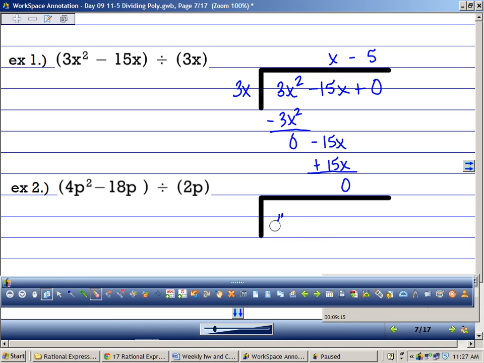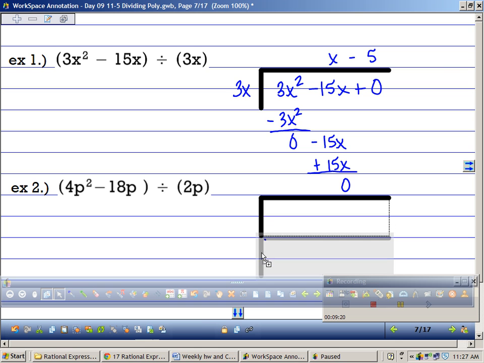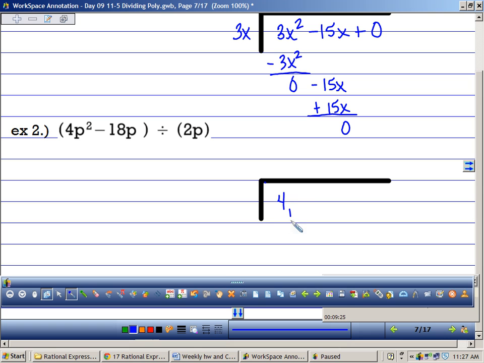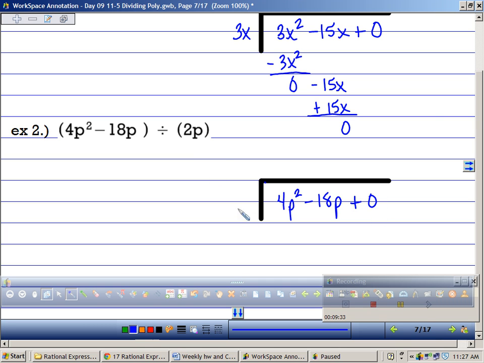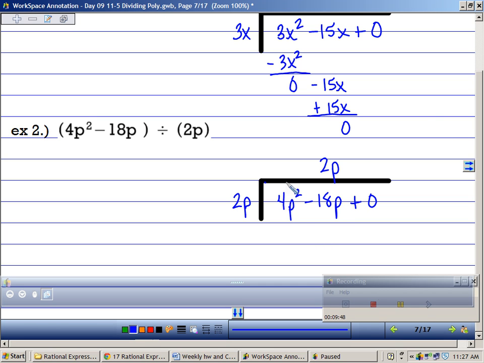4p squared minus 18p. What else goes here? A 0, because we need a place marker there, right? And 2p. 2p goes into 4p squared how many times? 2p. I'm going to put it above in the p column, because it doesn't go there.